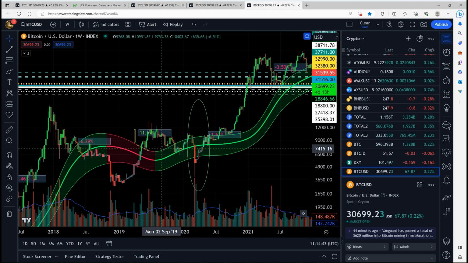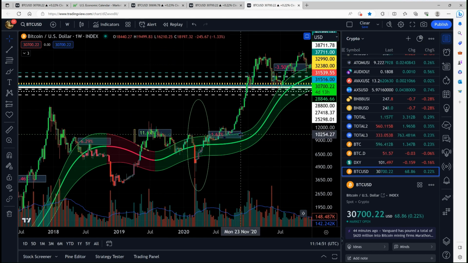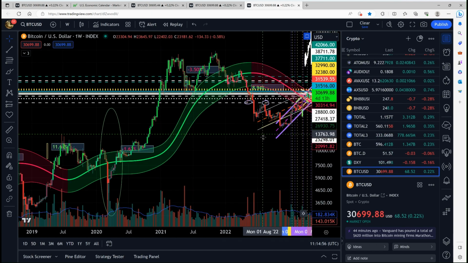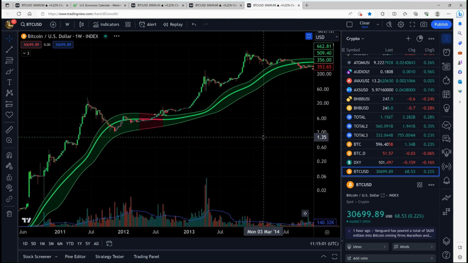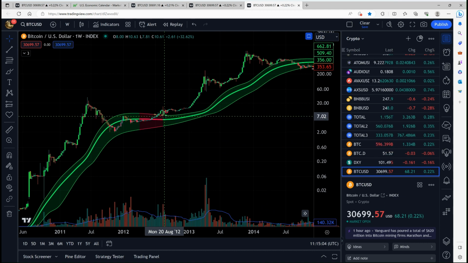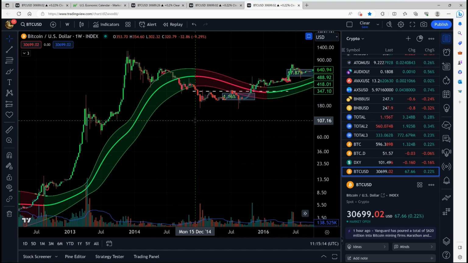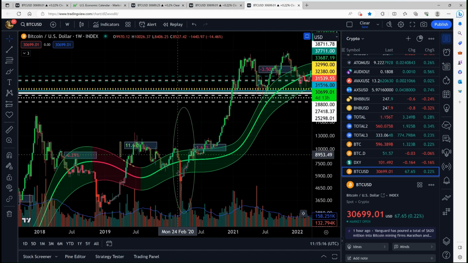Well, here we did, and anyway, that's not a good example there. The other one's better. This one, and back in 2012, we could also see that we were testing previous support in this area when we came down and hit the top of the Gaussian channel. This one over here is a little bit funky because of COVID. It's a little bit weird.